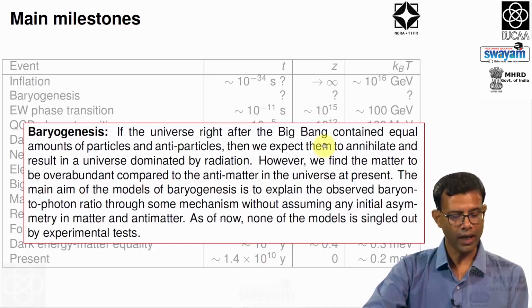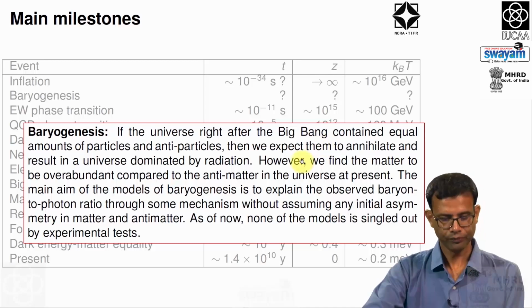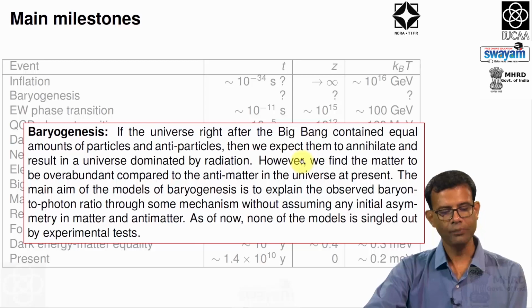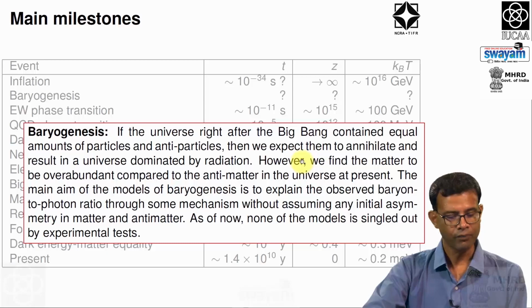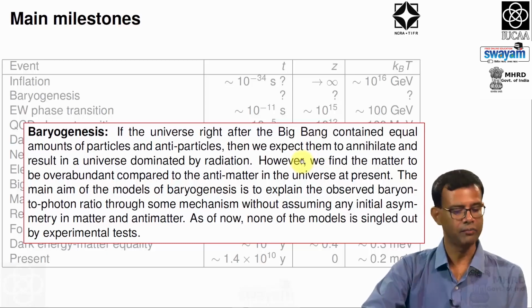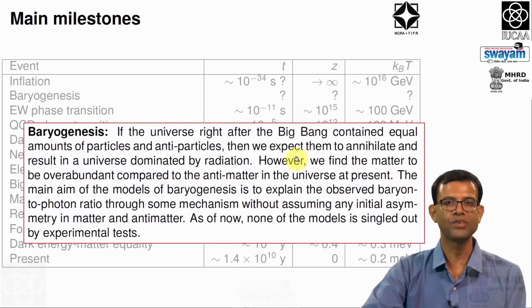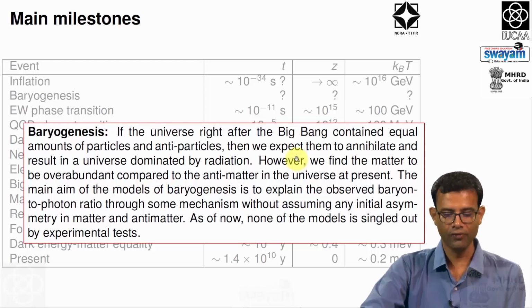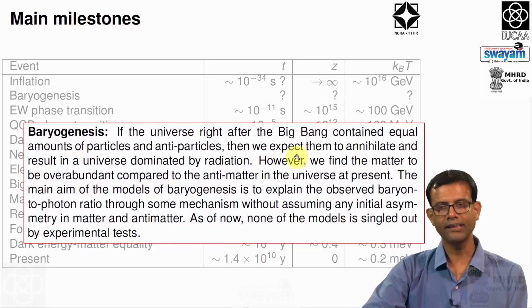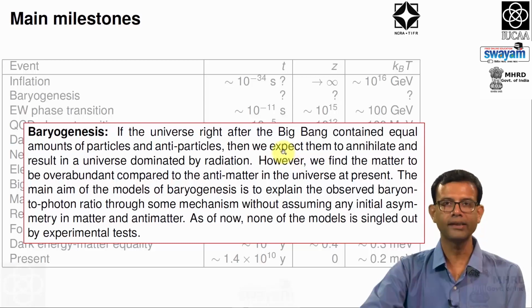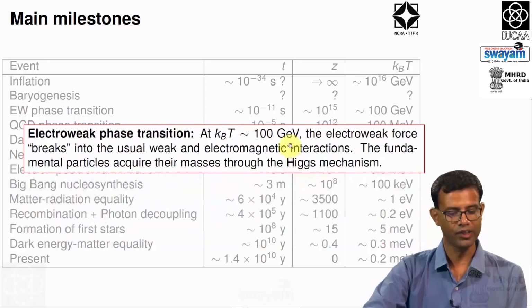So, the main aim of these baryogenesis models is to explain this observed baryon, the matter-antimatter asymmetry, through some mechanism without assuming any initial asymmetry. There should be some mechanism which will give rise to this asymmetry, and that should then explain the observed amount of matter in the universe with respect to the number of photons we see. There are many models, many paradigms, but none of the models are constrained or singled out by experimental tests.